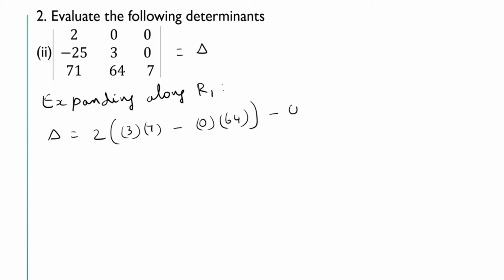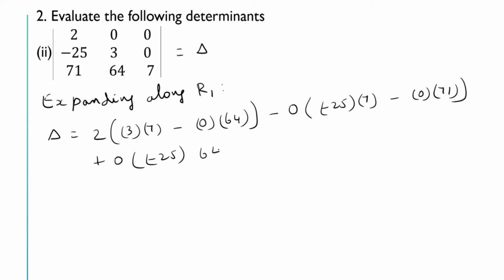minus 0 into, you have to delete the first row and the second column and take the remaining elements. Minus 2 5 into 7 minus 0 into 7 1 plus 0 into, and take the remaining elements, minus 2 5 into 6 4 minus 3 into 7 1.